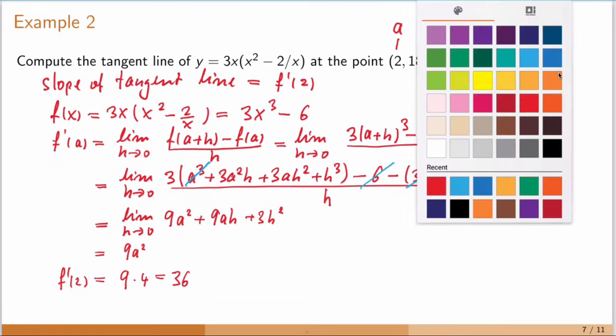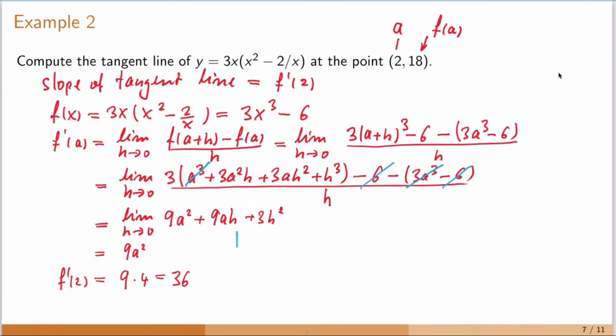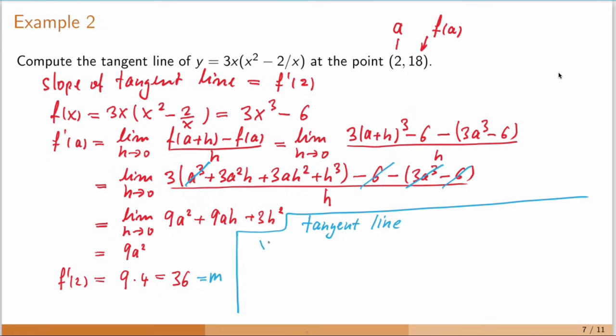Okay, so now it only remains to compute the tangent line properly. So now we have the slope, which is 36, so maybe call this m for our purpose. And we have a point (2, 18) where the line goes through, so we can use the slope-point form for the tangent line. So then we have y minus 18 equals m times x minus 2, okay?